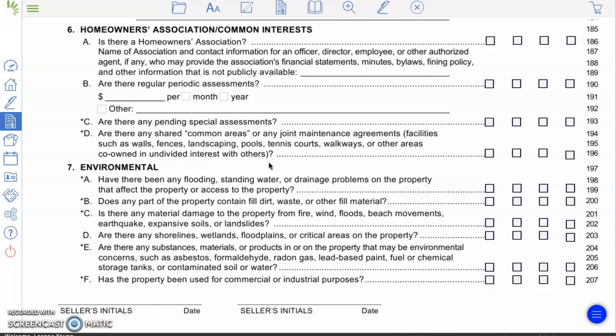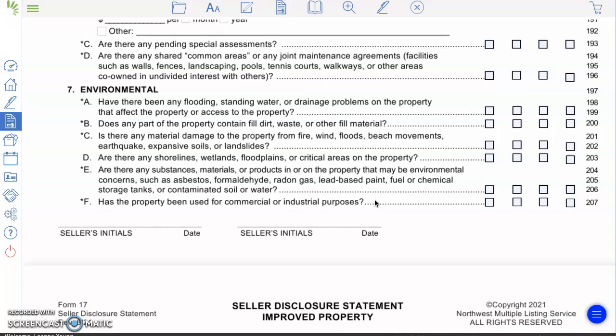So next one, environmental. Have there been any flooding, standing water, or drainage problems on the property that may affect the property or access to the property? So just want to make sure we're being really clear if you have any flooding or drainage issues. Does any part of the property contain fill dirt, waste, or other fill material? Sometimes people just have no idea. Again, if you don't know, then it's okay to put don't know. Is there any material damage to the property from fire, wind, floods, beach improvements, earthquake, expansive soils, or landslides? So just, again, you're answering these questions to the best of your knowledge.